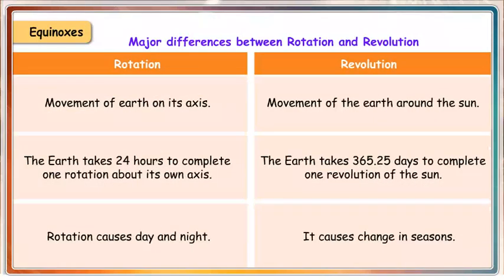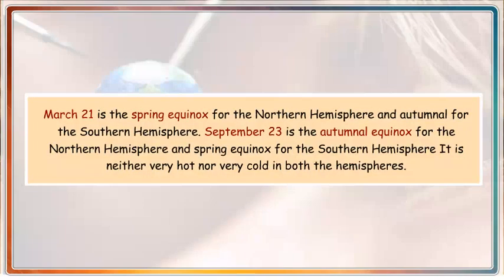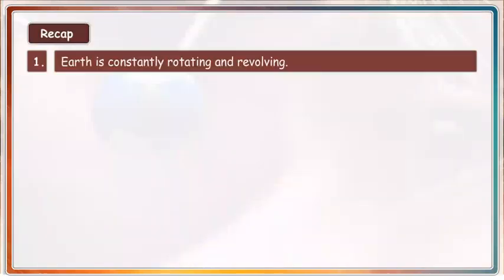Cycle of season. Major differences between rotation and revolution. March 21st is the spring equinox for the northern hemisphere and autumnal equinox for the southern hemisphere. September 23rd is the autumnal equinox for the northern hemisphere and spring equinox for the southern hemisphere. It is neither very hot nor very cold in both the hemispheres.